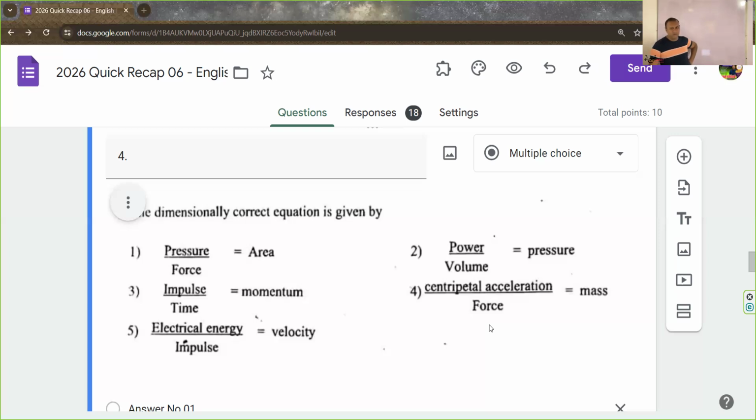Look at the second one: power over volume. What is the dimension of power? M L squared T minus 3, over volume, L to the power 3. So that is not equal to pressure, because there is a minus 3 in T.